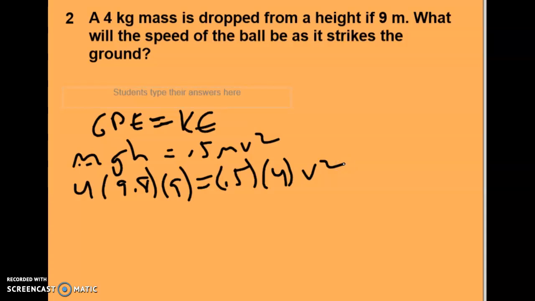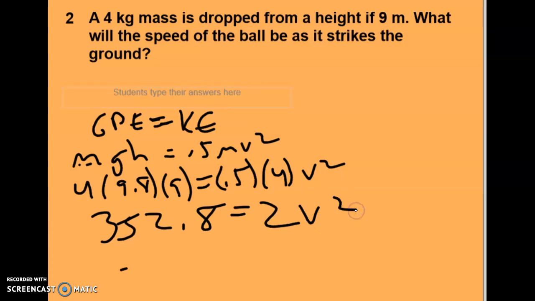So let me do my math on the left side. 4 times 9.8 times 9 is equal to 352.8, which will equal half of 4, which is 2, times v squared. If I divide by 2 here and divide by 2 here, I get v squared alone. I divide by 2 on my calculator.